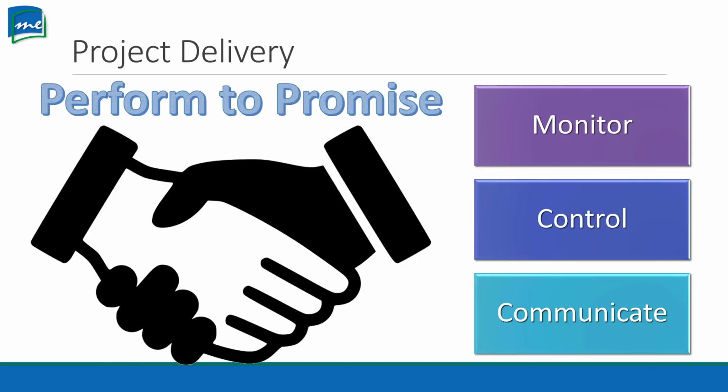So your project delivery, you have to perform to your promise. So you've got to monitor, make sure everything is going as it's supposed to. Control it. Control your budget. Control your schedule. Control your scope. And, oh, there's that word again, communicate. So if you can do these 3 things, you're going to do pretty well when it comes to delivering your project.